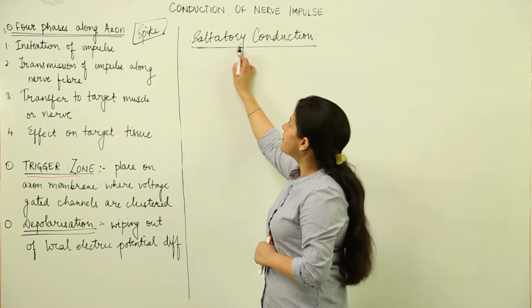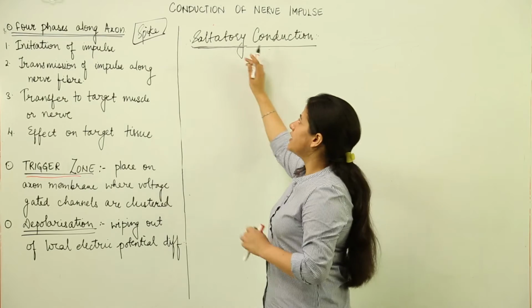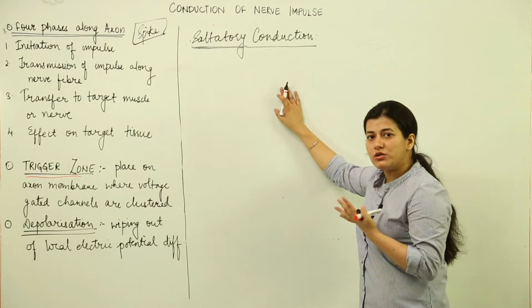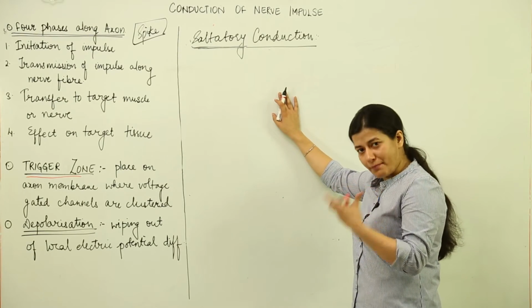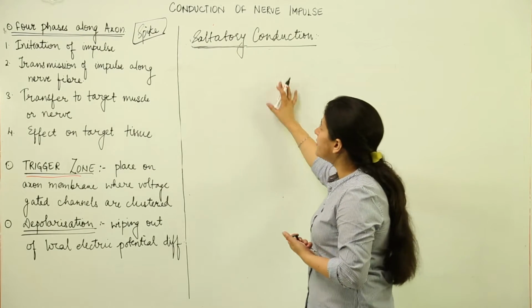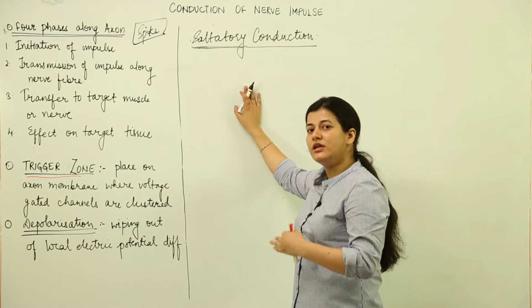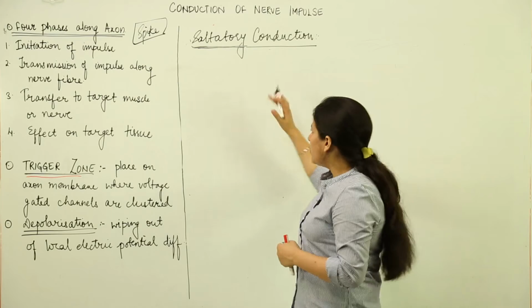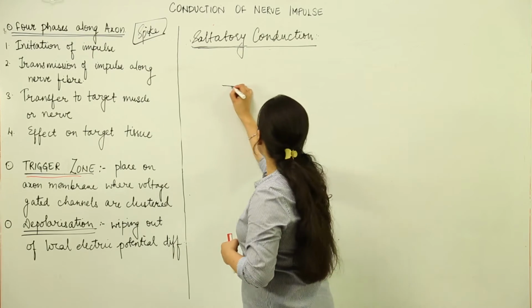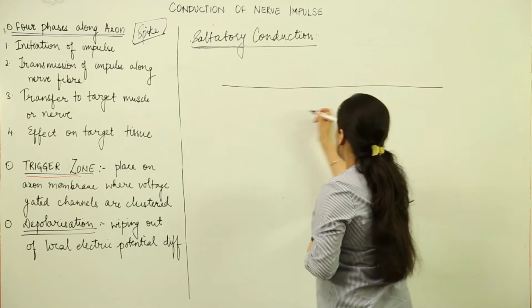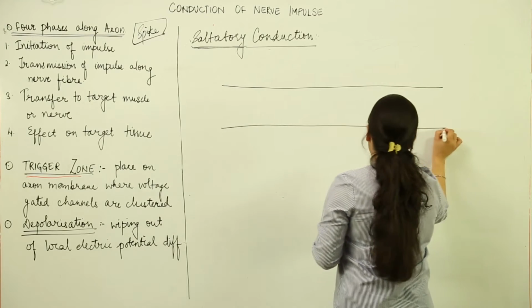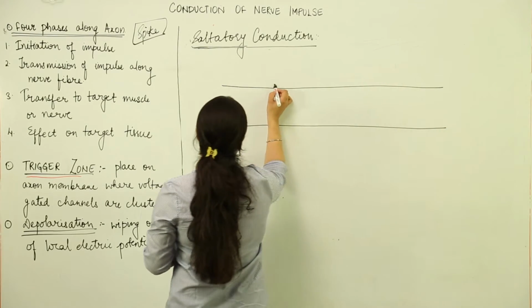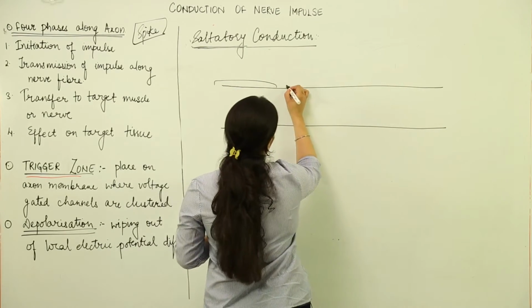Saltatory is a derivative of the word saltation. Now what is saltation? Saltation is jumping. So when we are talking about saltatory conduction, we are dealing with jumping conduction. Now where to jump, who is going to jump, let's see. You know that in a neuron there is a myelin sheath which is present like this. There is a myelinated covering like this.